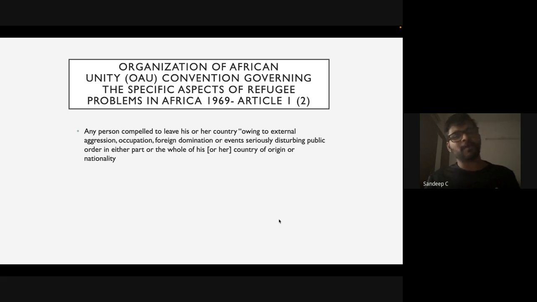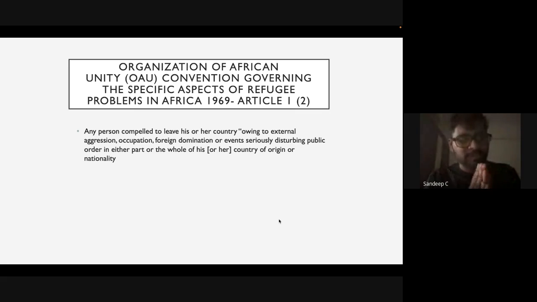In addition to what is mentioned in Geneva, that is the Refugee Convention of 1951, more clarity is given in the African Convention on Refugees. Okay, a little more clarity, that is, a little more specific words are used here. That is the difference that I just want to point out.